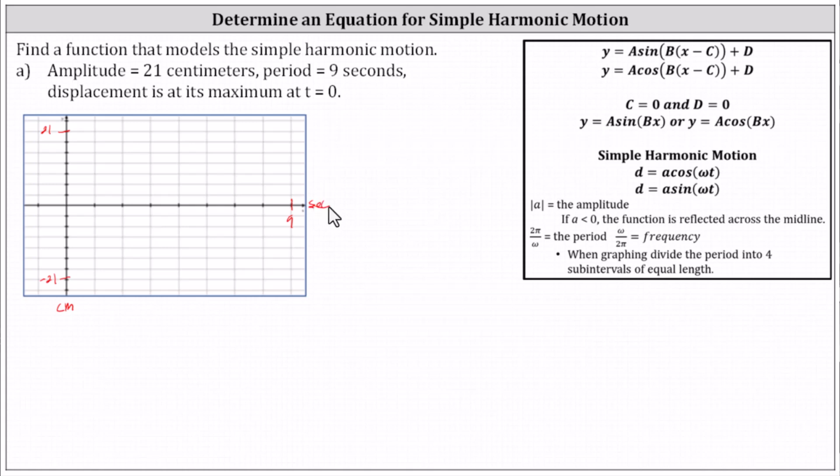And now we'll break the period of 0 to 9 seconds into 4 equal subintervals. Because displacement is at its maximum at t equals 0 and the amplitude equals 21, we know the graph contains the point (0, 21), which is the vertical intercept. And from here, because we have simple harmonic motion, we should be able to recognize the graph is going to resemble the cosine function, and therefore the pattern over the 4 subintervals of one period is max, midline, min, midline, and max. Let's go ahead and graph the function.